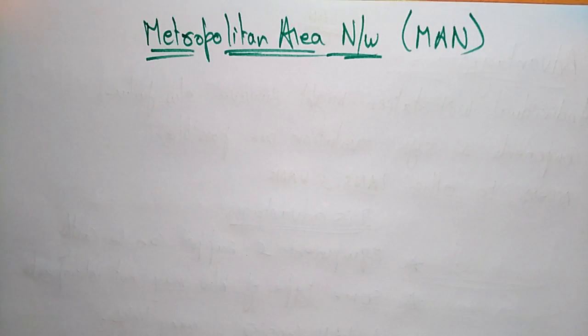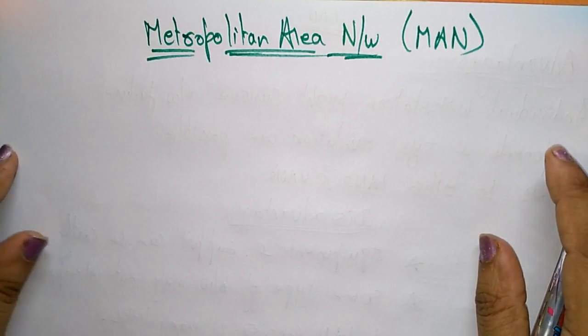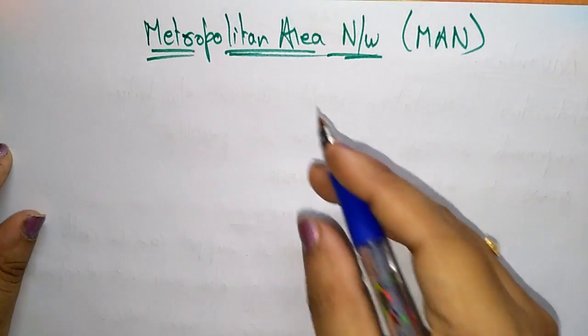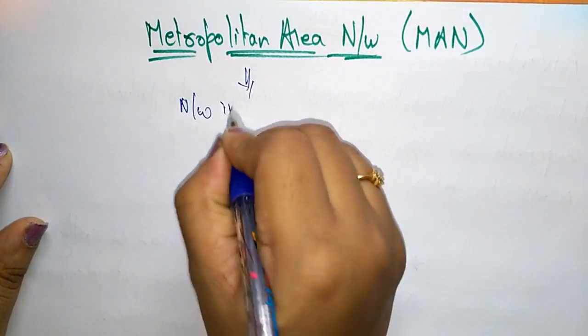Students, in the previous video I explained the local area network. Now let us come to the next topic, the MAN, Metropolitan Area Network. A network within a city is called a MAN.